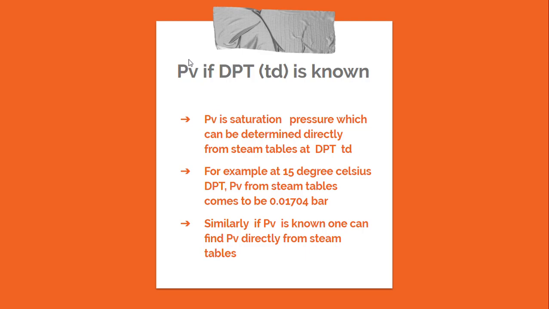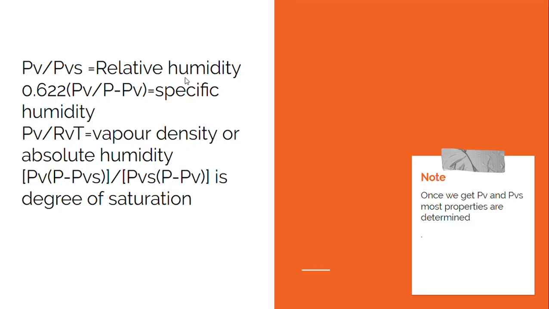So if you know PV, you can calculate the dew point temperature directly from the steam tables. If you know the dew point temperature, one can easily get the partial pressure of water vapor. Simply refer to the steam table, look for the saturation pressure corresponding to the dew point temperature, and that is directly the partial pressure of water vapor. That's it. So we have understood how to get PV. Once you get PV, the other properties, namely the relative humidity, specific humidity, vapor density, or degree of saturation, can be easily computed by these relations.